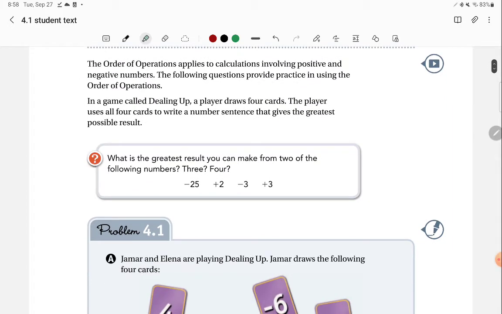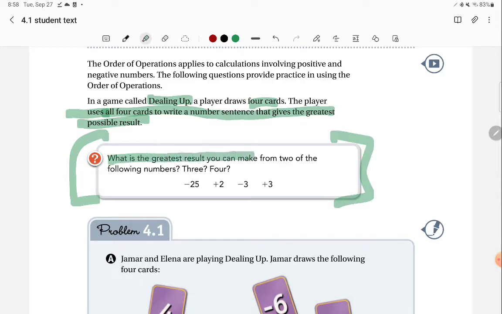And so looking at this, we're playing a game in learning the order of operations. It's a game called Dealing Up, where a player draws 4 cards. The player uses all 4 cards to write a number sentence that gives the greatest possible result. So one of the questions that we're trying to answer looks like this.